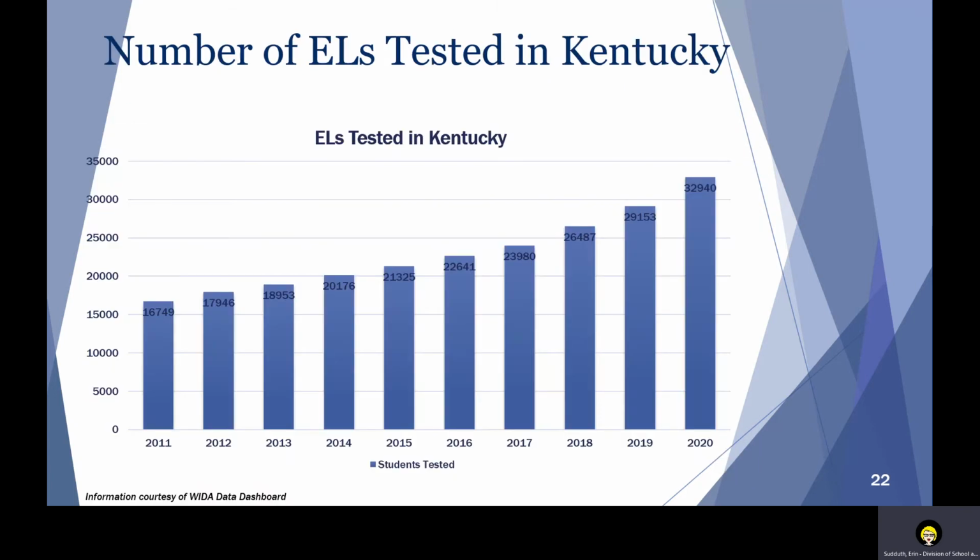If we look at the number of ELs tested in Kentucky over the past few years, we can see that it has been steadily increasing by at least 5% each year. In fact, 2018, 2019, and 2020 all saw over 10% increases in the number of students tested.